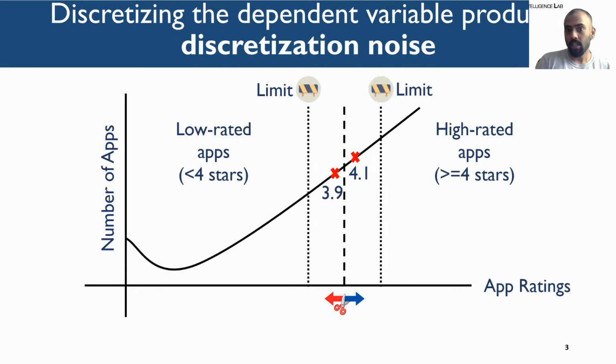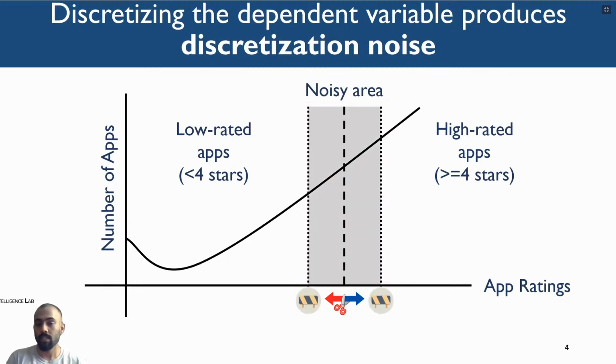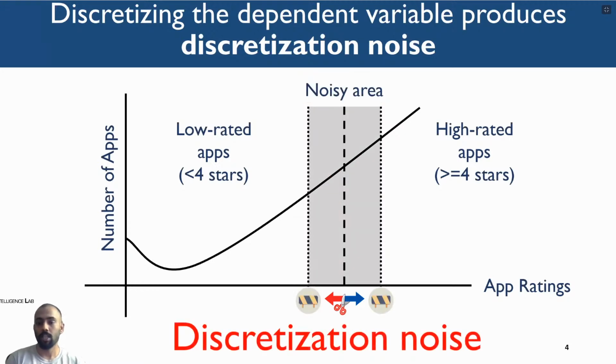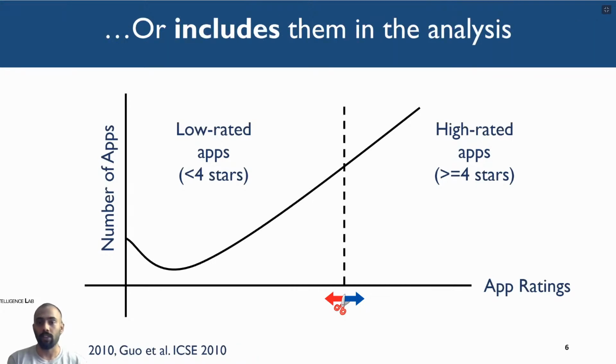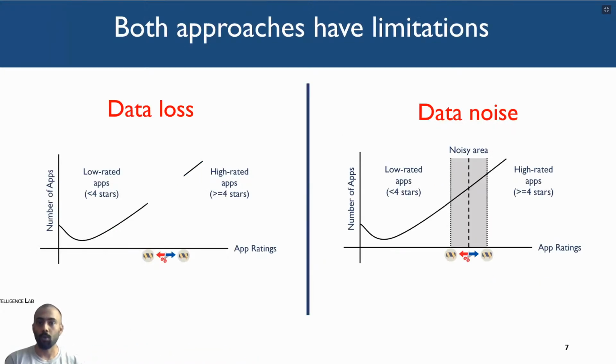So we argue that there are points that have confusing class loyalties around the cut point, within some arbitrary limit. We call these points noisy points, this area the noisy area, and the noise generated by these noisy points the discretization noise. An immediate question that follows is, what did prior research do about it? Prior research either discards the noisy points around the cut point, or includes all of them. However, both of these approaches have limitations. In one case, we incur data loss.